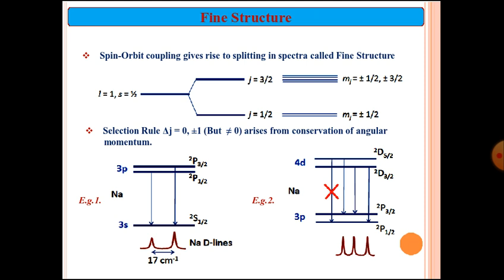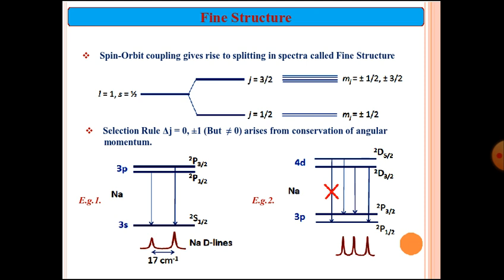Here L equal to 1, S equal to 1 by 2. This is split up. We know already J equal to L plus S. So J equal to 1 plus 1 by 2, that is 3 by 2. Similarly for negative direction, meaning minus 1 by 2, J equal to 1 minus 1 by 2, that is 1 by 2. These will be split up: for J equal to 3 by 2, Mj equal to plus or minus 1 by 2, plus or minus 3 by 2. For J equal to 1 by 2, Mj equal to plus or minus 1 by 2.